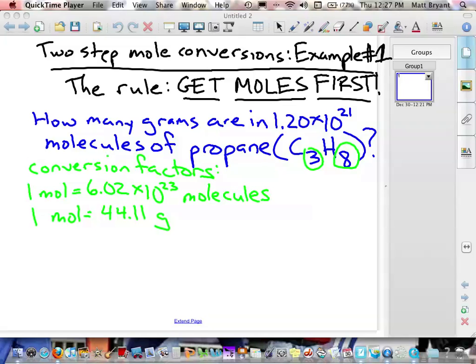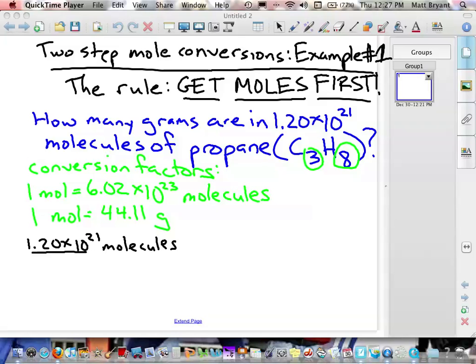So, now that we've written out our conversion factors, the next step is to make a grid, and to actually solve the problem. Now, do not just start randomly putting numbers into your calculator, because odds are pretty good you're going to write them in wrong, at least now as you're starting out. So, we're going to write out a grid, and we're going to start with the value that we're given. In this case, the value that we're given is 1.20 times 10 to the 21st molecules.